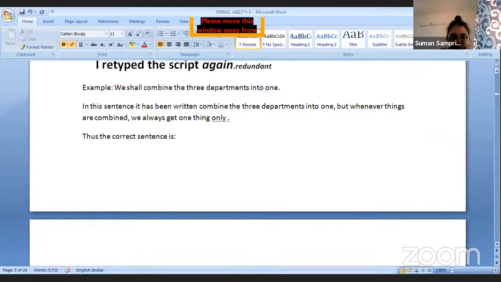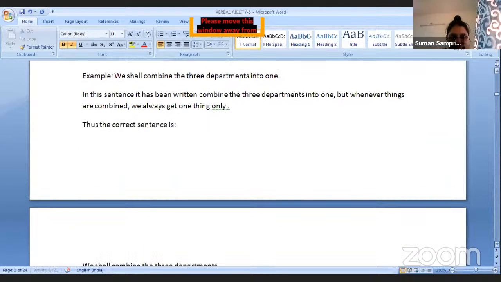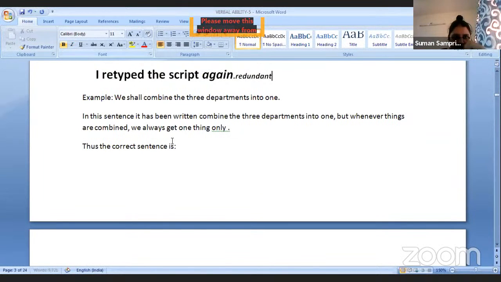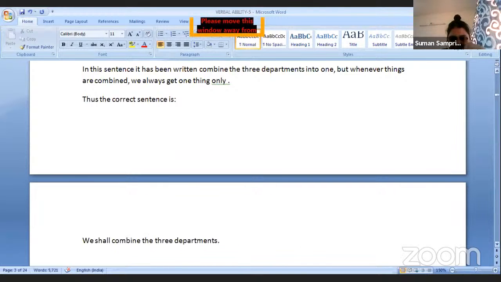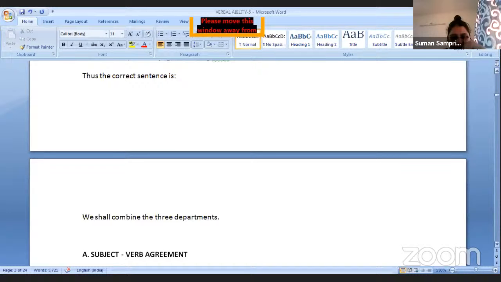So here another example is there. We shall combine the three departments into one, and in this sentence there is also an error. What is that? When you combine something, you don't have to say that we are combining this into one. When you say combining, that means you are converting into one. So the correct sentence will be: we shall combine the three departments. So this is what we call redundancy.